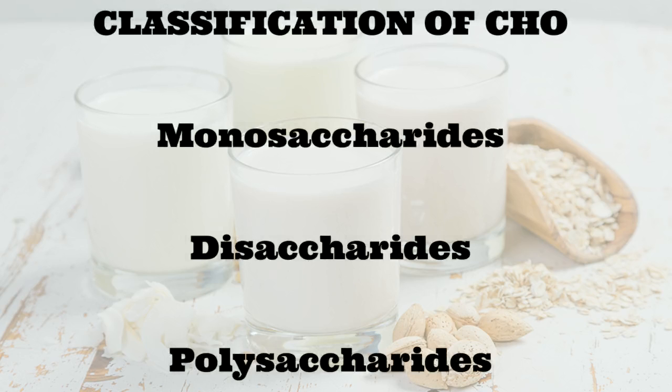Next, we look at the classifications of carbohydrates. They're classified as monosaccharides, which are simple sugars. Next are disaccharides, which are double sugars, and polysaccharides, which are your complex carbohydrates.